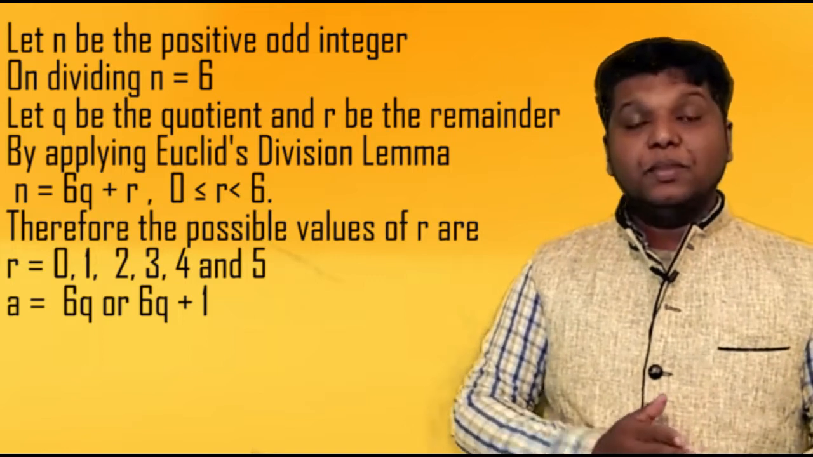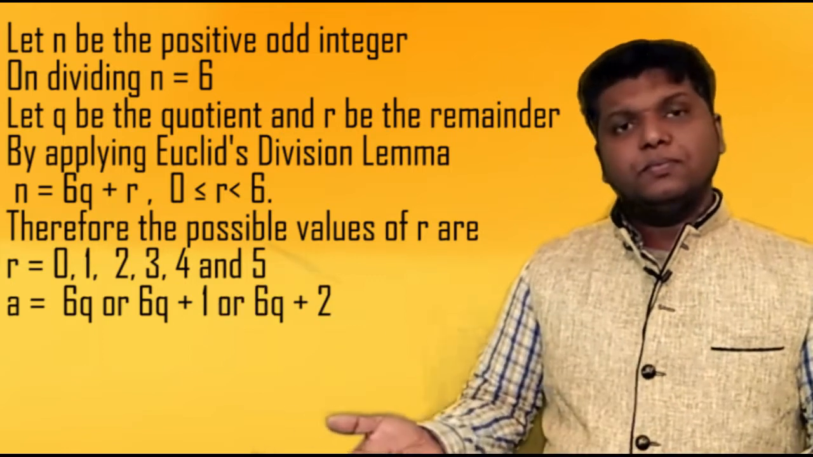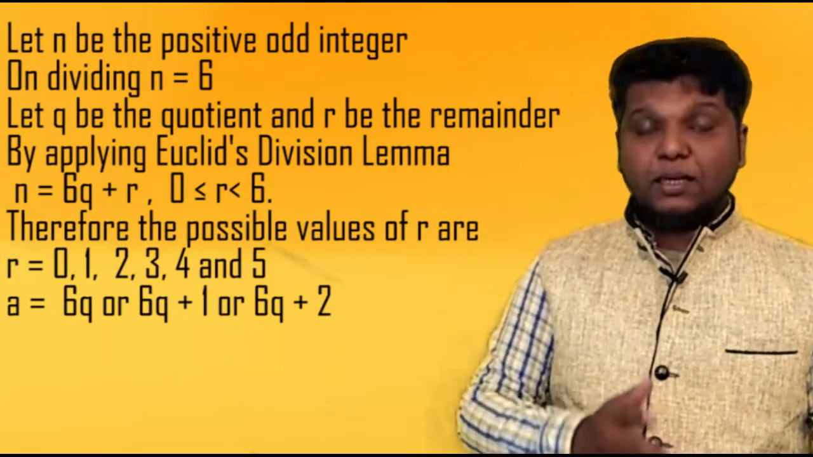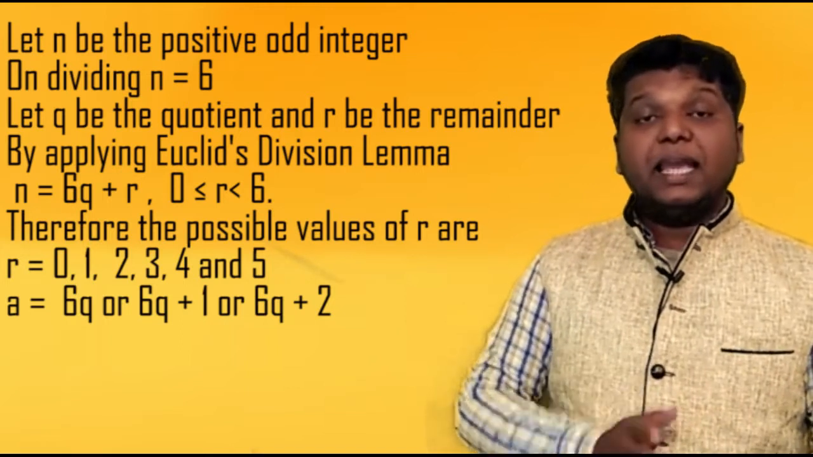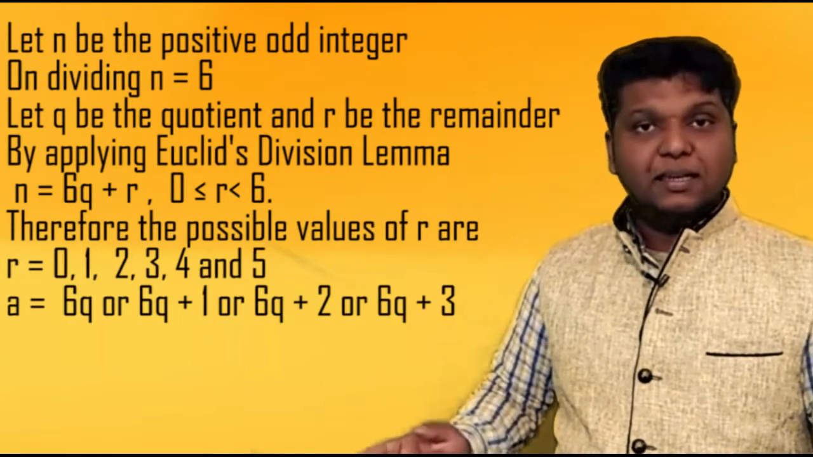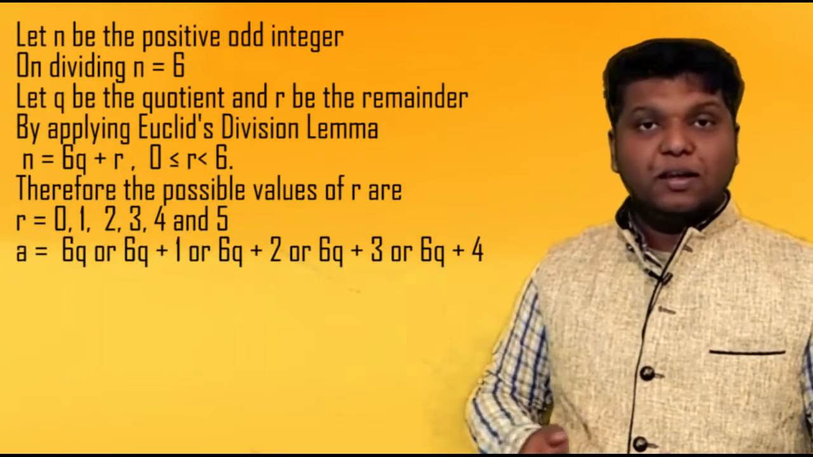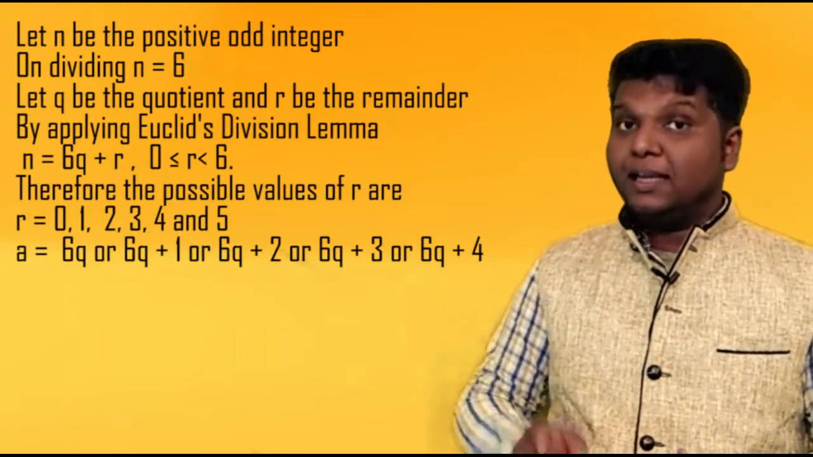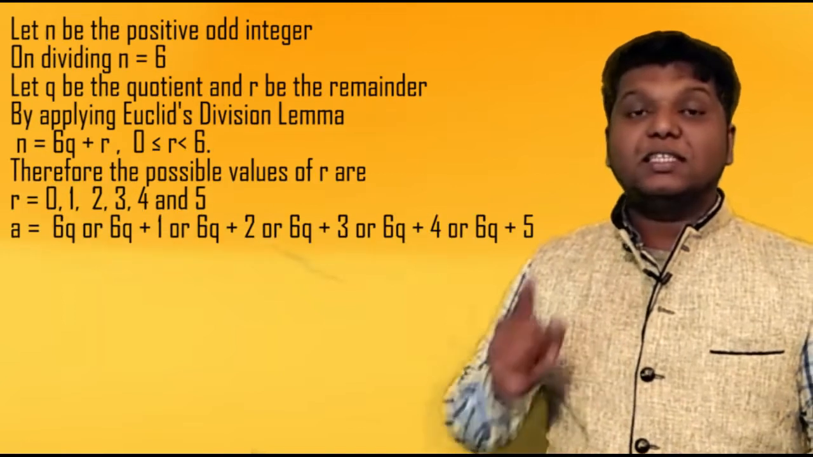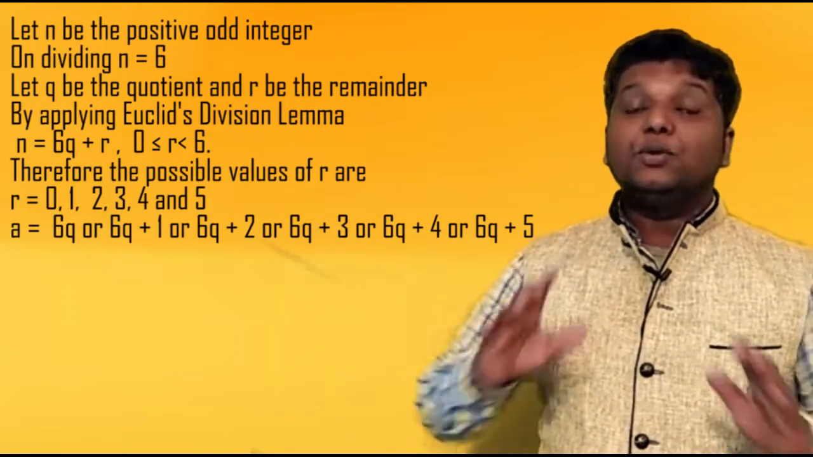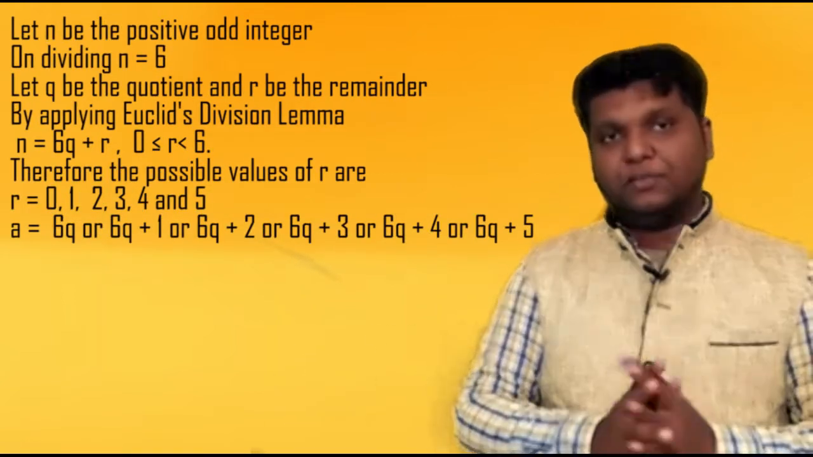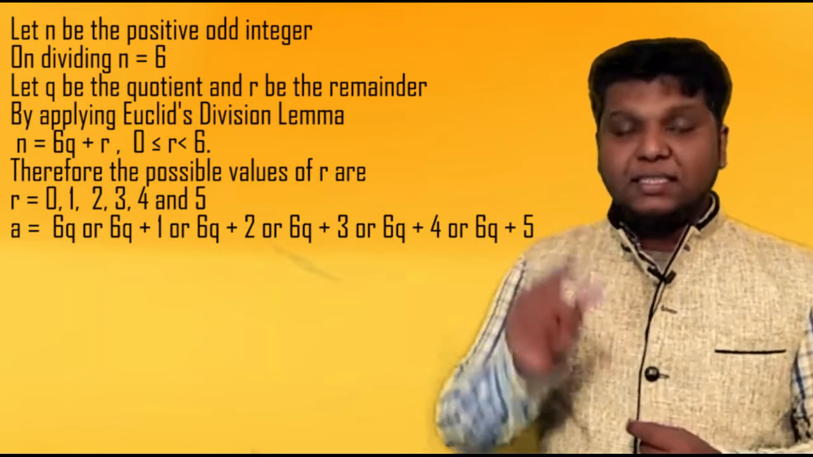N is equal to 6q plus 2. Similarly, when r is equal to 3, n is equal to 6q plus 3. When r is equal to 4, n is equal to 6q plus 4. When r is equal to 5, finally, n is equal to 6q plus 5. That means you substituted all the values of r and you received each n.